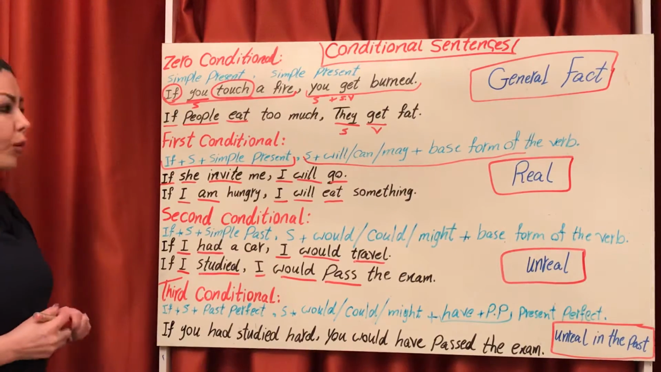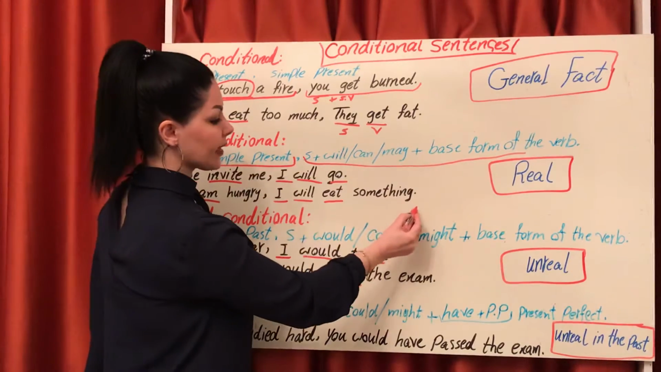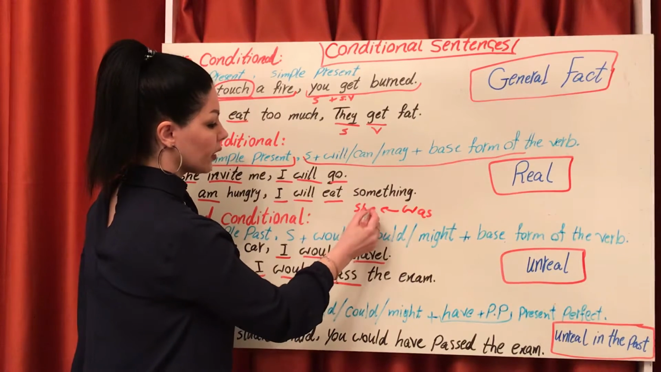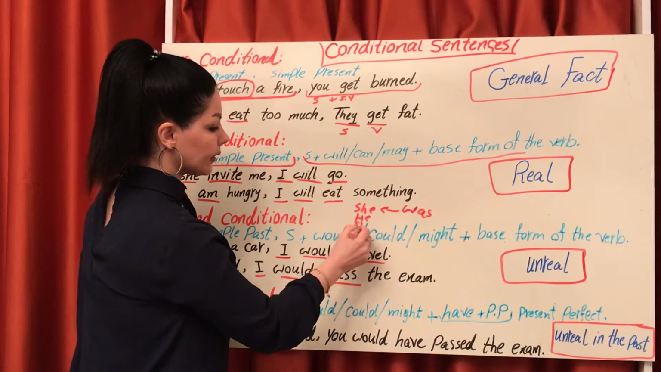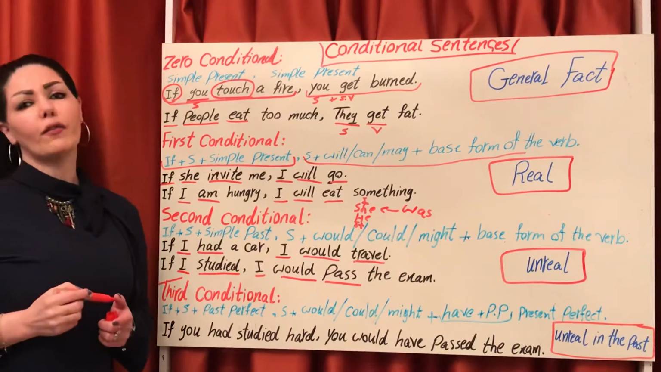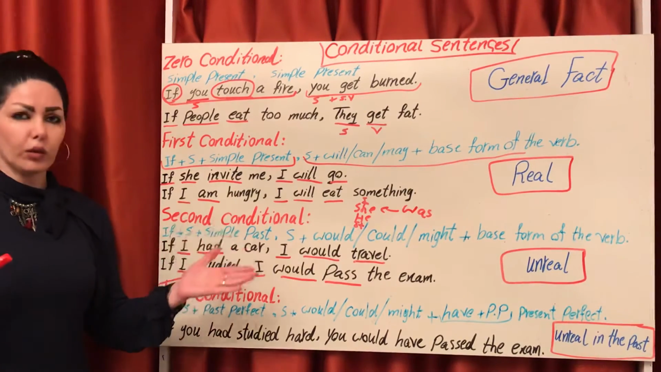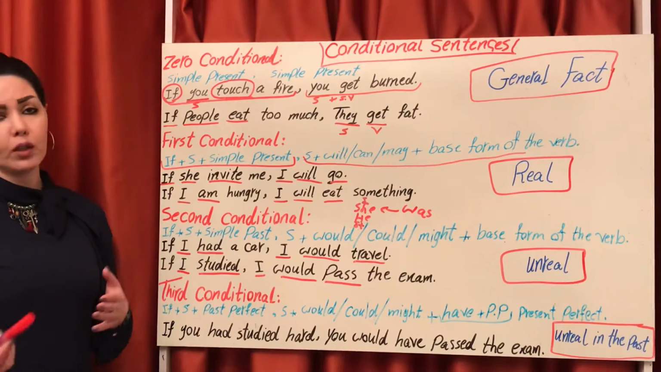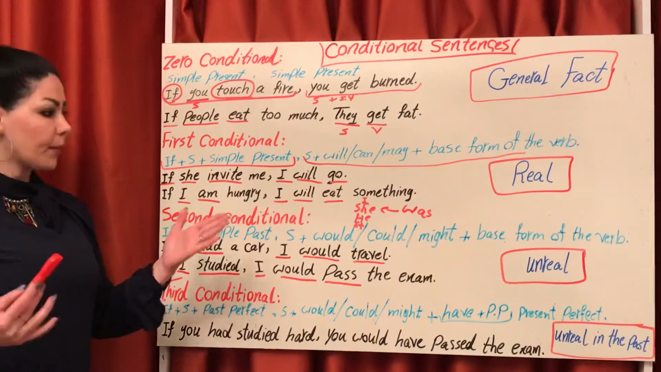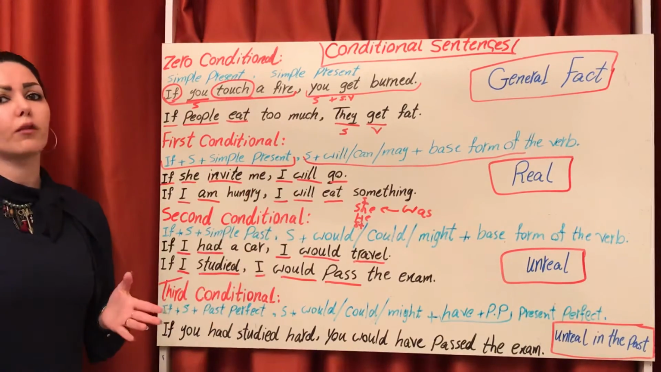Why do I say were? For conditional sentences, we don't say was for she, he, it, and I. Why? Because was is informal. We use were. If she were you, not she was you. If he were you, if I were you. Because were is formal, but was is informal.